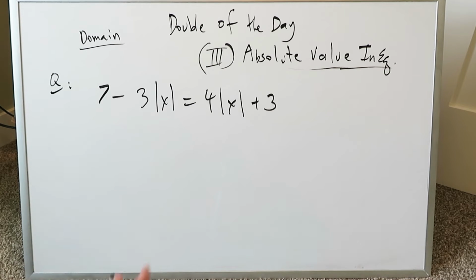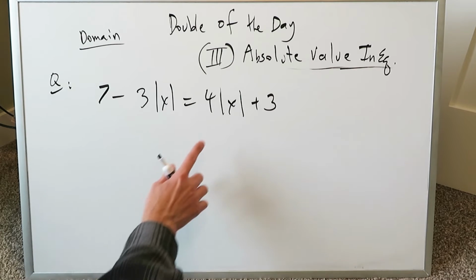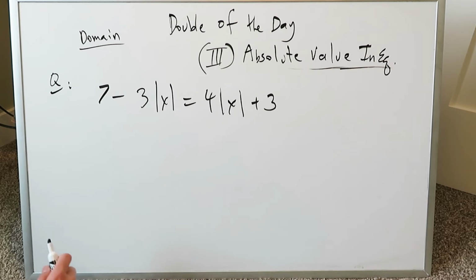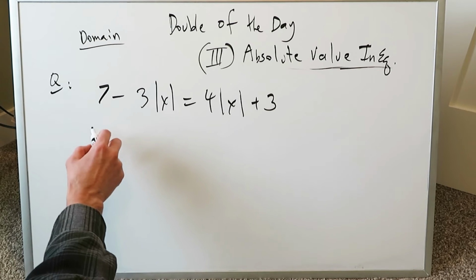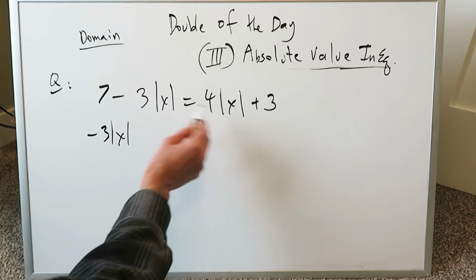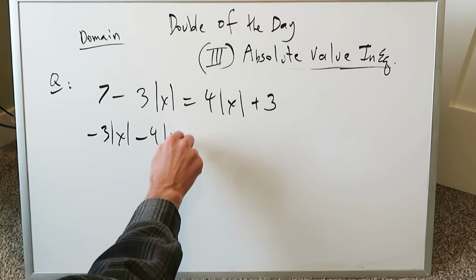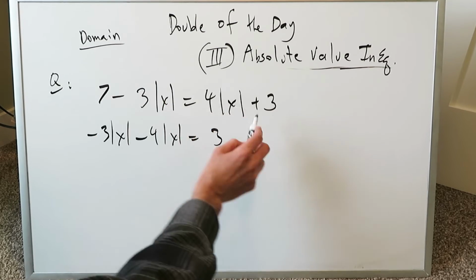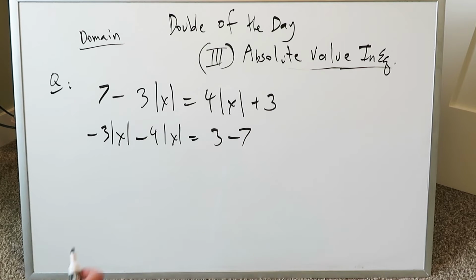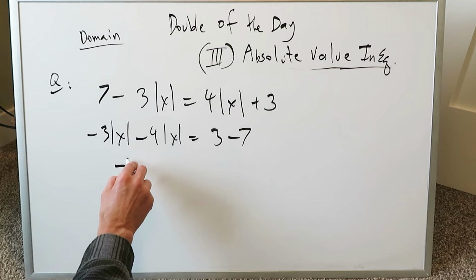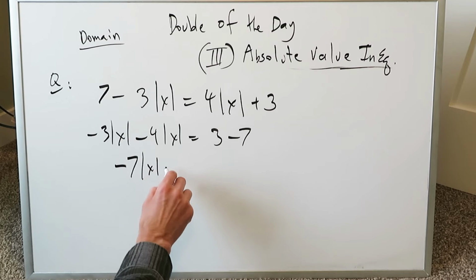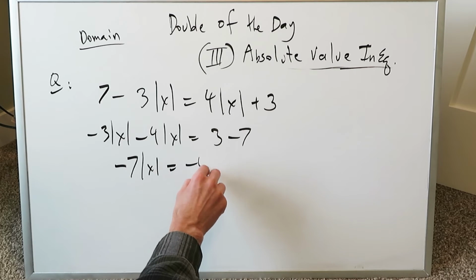Let's look at this question. We don't have an inequality, but we have an equality over here. You would solve this out as you would algebraically. When you're doing this, you push all the absolute values on one side and you push everything else on the other side. You'll have a minus 3 absolute value x, bring that here, minus 4 absolute value x is equal to 3, and you take that on the other side, minus 7. Combine this just like you would anything else. Minus 7 absolute value x is equal to minus 4.